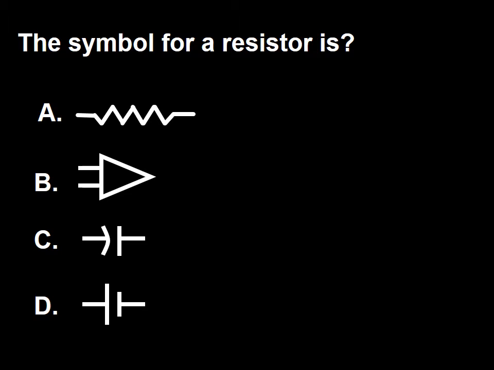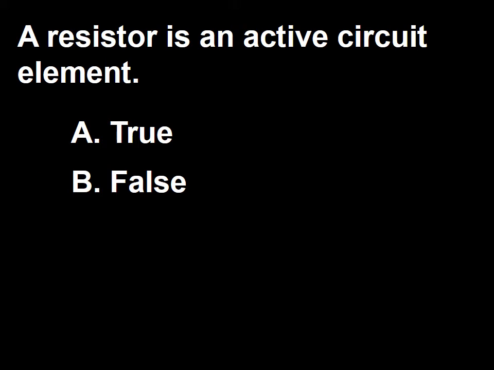So the answer to this question, which I'm sure you know, especially if you were paying attention to the beginning of this talk, is A. The next question is: a resistor is an active circuit element. A, true, B, false.